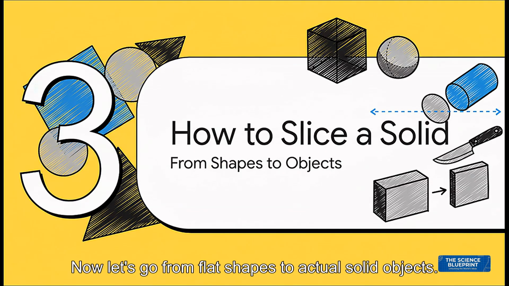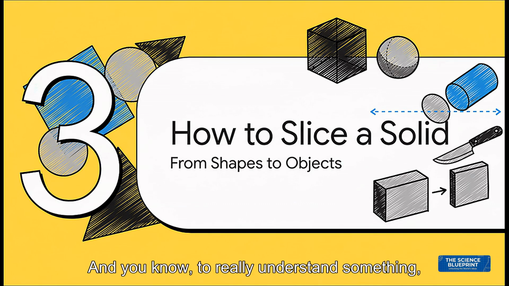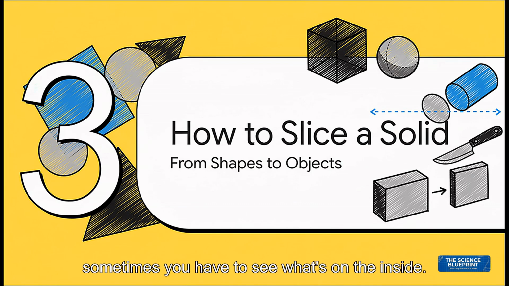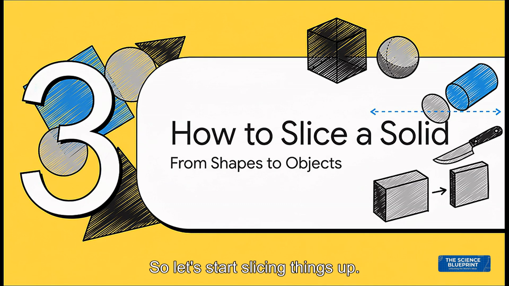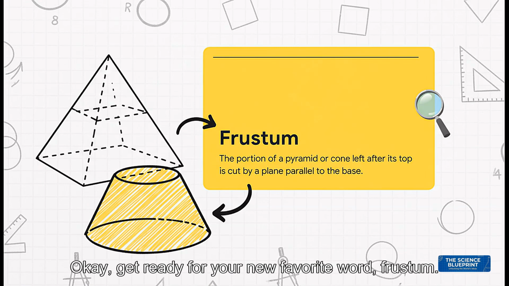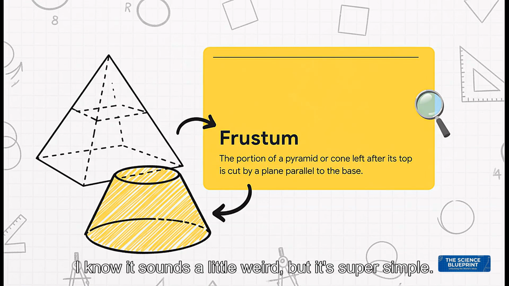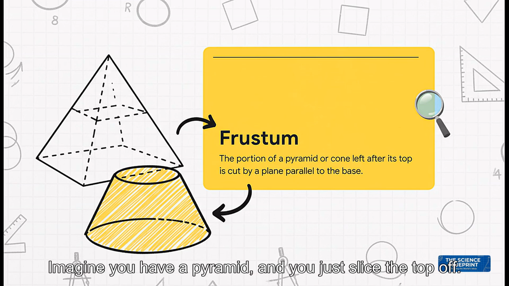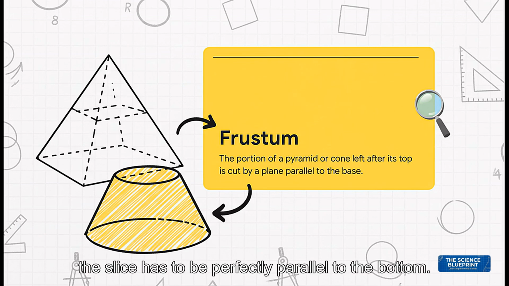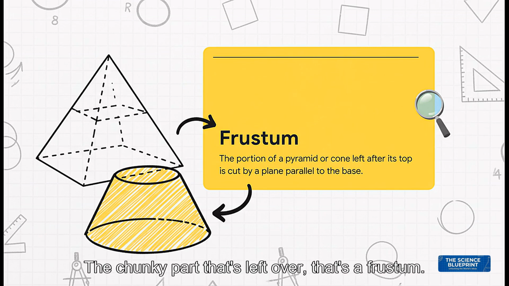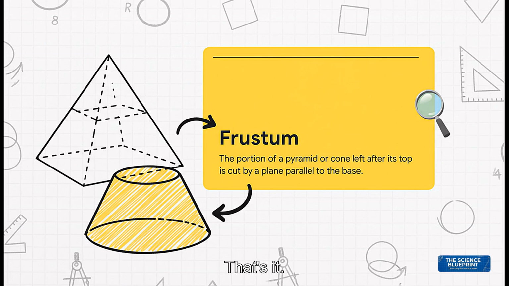Now let's go from flat shapes to actual solid objects. And to really understand something, sometimes you have to see what's on the inside. So let's start slicing things up. Okay, get ready for your new favorite word, frustum. I know it sounds a little weird, but it's super simple. Imagine you have a pyramid, and you just slice the top off. But, and this is key, the slice has to be perfectly parallel to the bottom. The chunky part that's left over, that's a frustum. That's it.